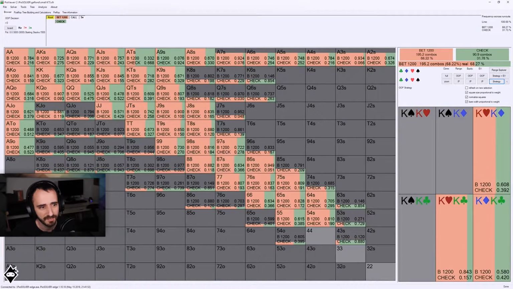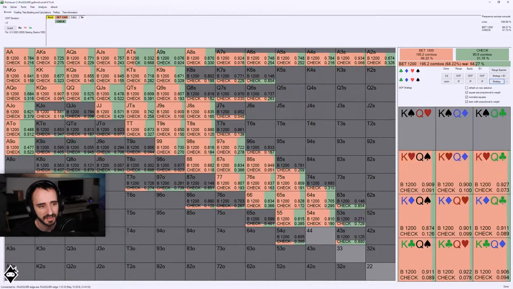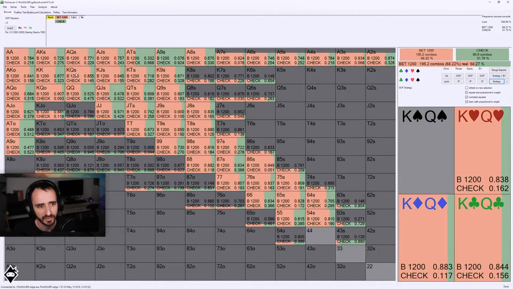So in this sense, pocket kings is betting the average amount. That means it's going to be equally represented in the betting range and in the checking range as far as combos. If we go to the vulnerable value hands from before, king-queen, ace-king, aces, king-jack, these are all betting very often. We'd look at something like king-queen offsuit as a plus 22% bet. This would be a plus 17% bet. So these are definitely hands that we're betting a lot.